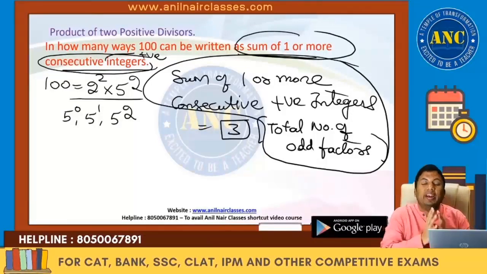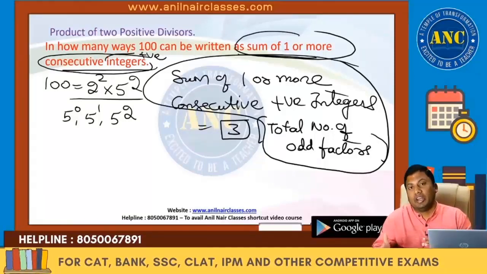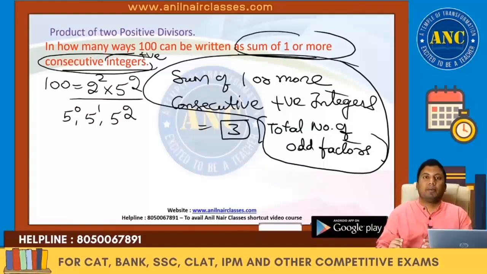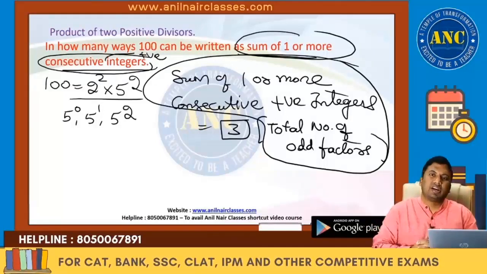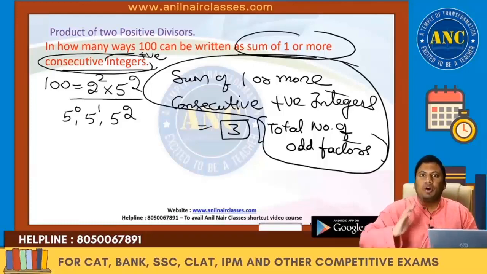Why should it be the total number of odd factors? I will again take it up in session 2 live. Session 1, session 2, session 3, all three sessions are based on product of two divisors. Do not miss any class of mine. If you miss one class, probably 5 to 6 concepts you will miss and you will fumble in your examination. Listen to my class, absolutely no doubt you will get it.